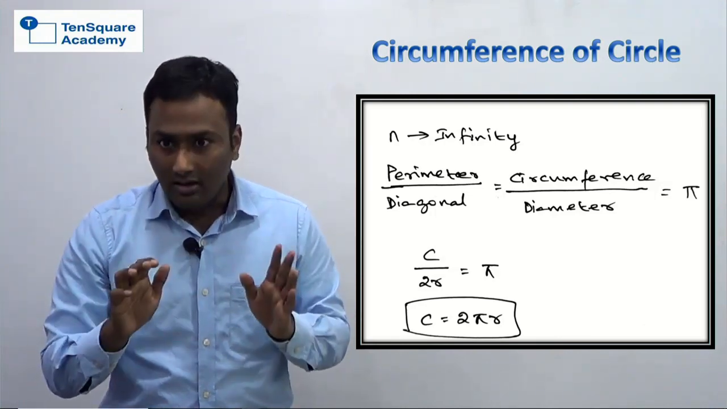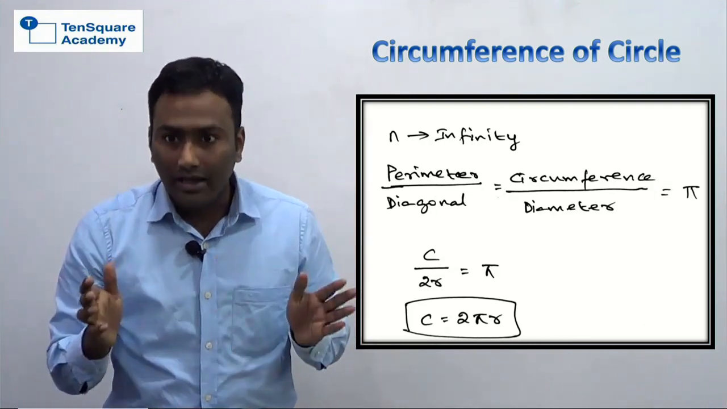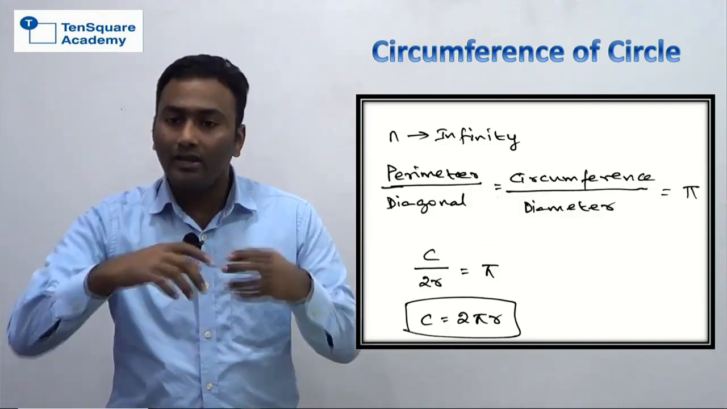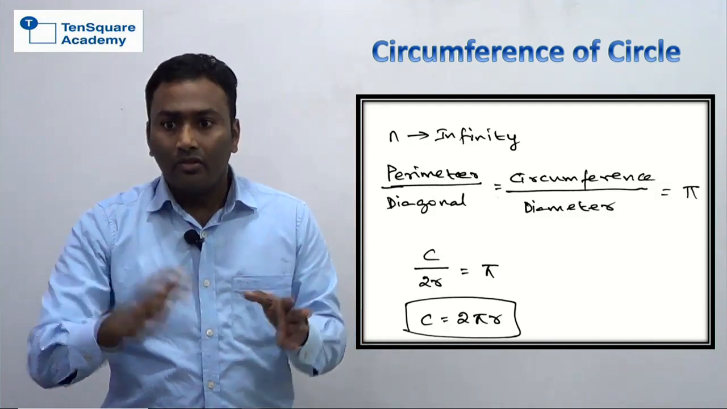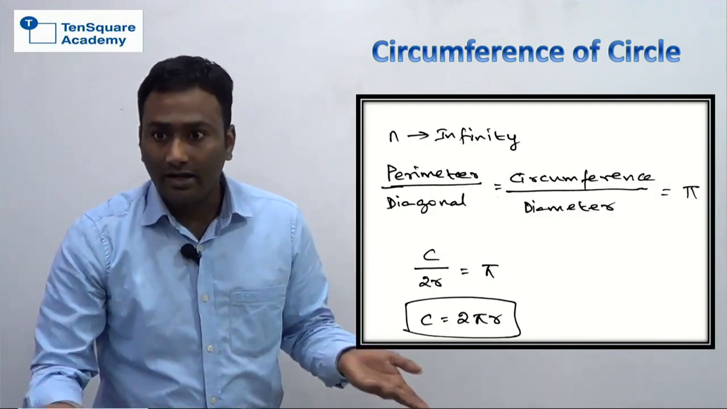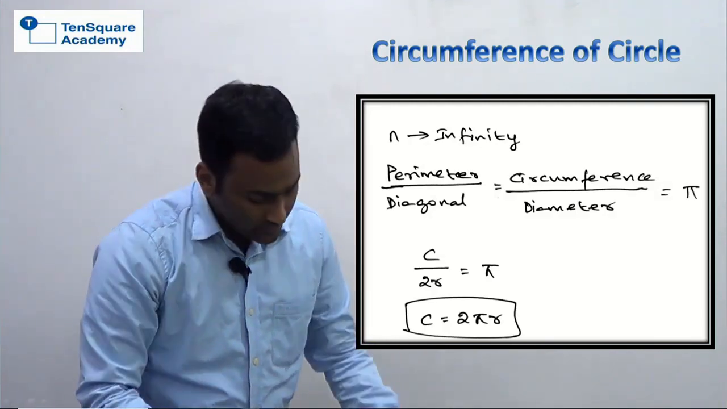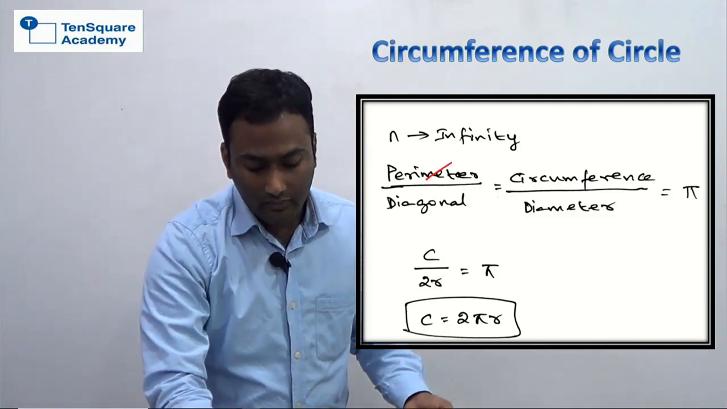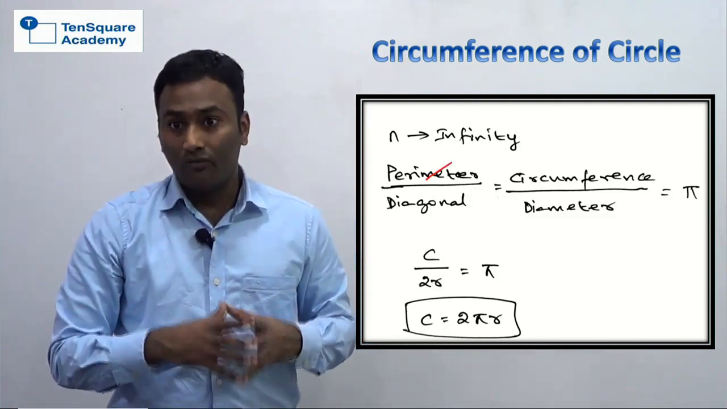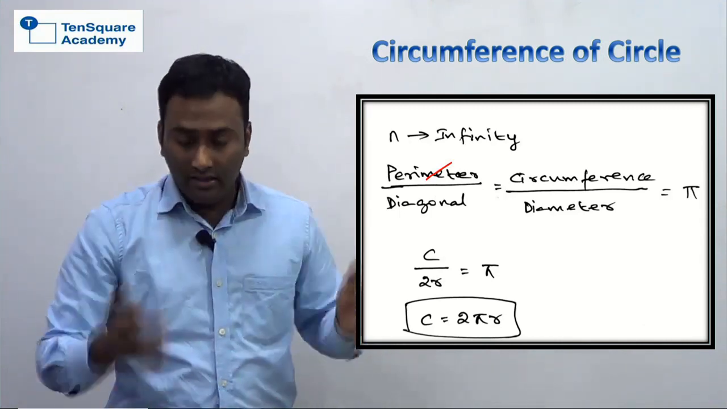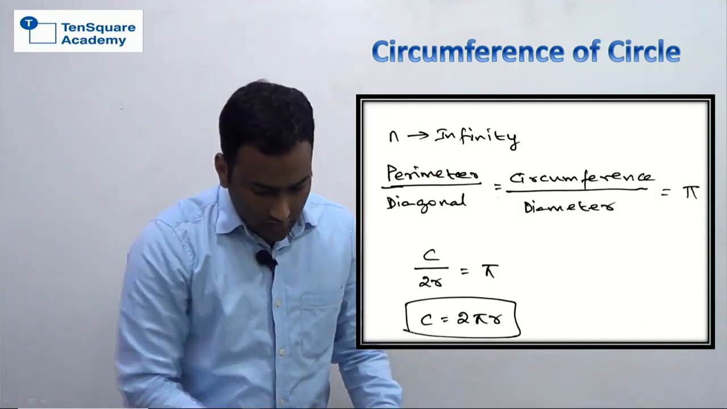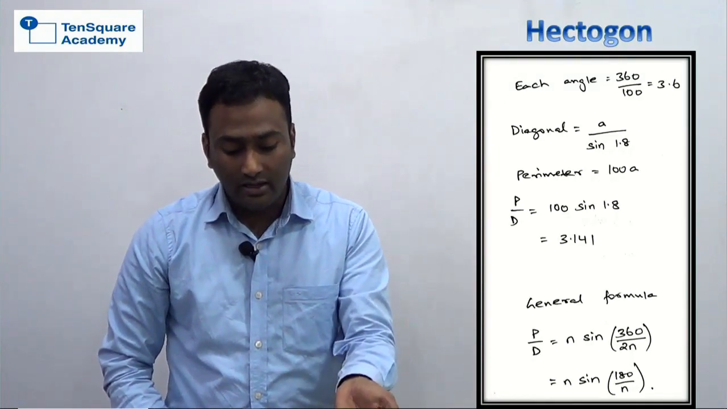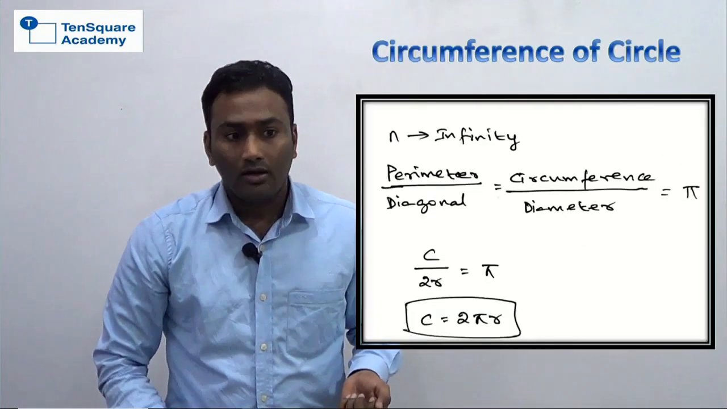Now what is a circle? A circle is a polygon. You can assume it as a polygon which has infinite sides. When n approaches infinity, then that becomes a circle, right? So we'll call the perimeter as circumference, and we'll call the diagonal as diameter. So this ratio value, irrespective of the size of the hexagon, as we saw in earlier figures, the value is 3.141, right?